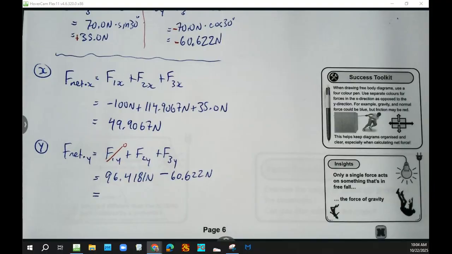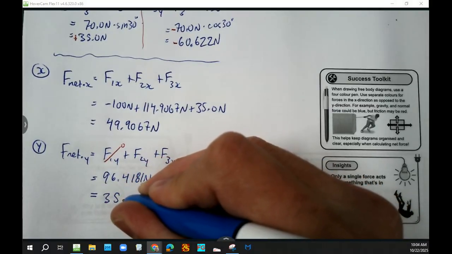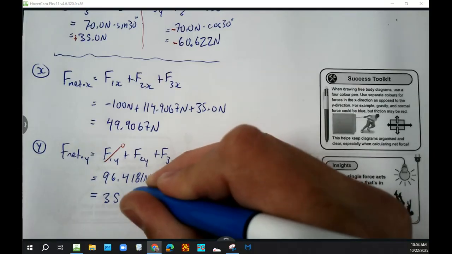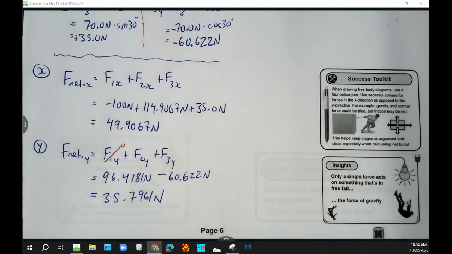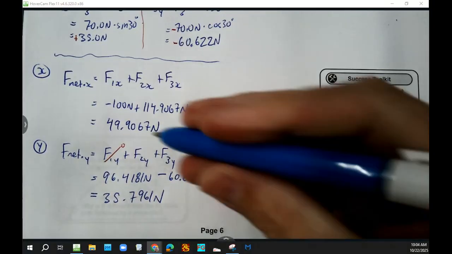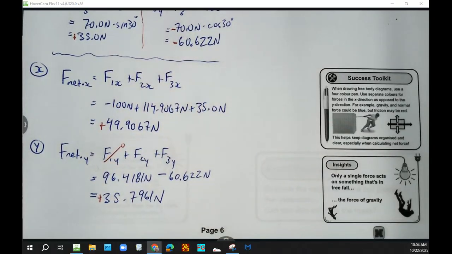And again, who's the quickest draw? Phoenix, did you get it already? I saw your face. What'd you get? 35.7961. Nice. And it happens to be positive, just like the previous one happened to be positive. Now for us, those positive forces mean north and east, right? Or, well, I guess east and north respectively. But positive. Both of them are going in the positive direction.